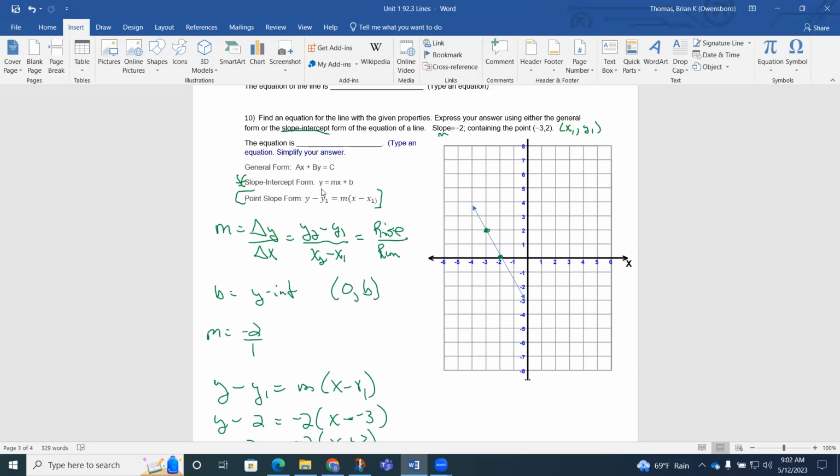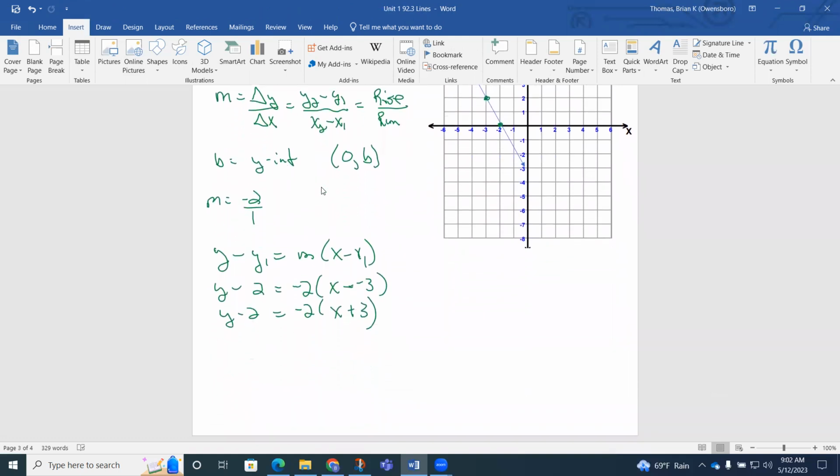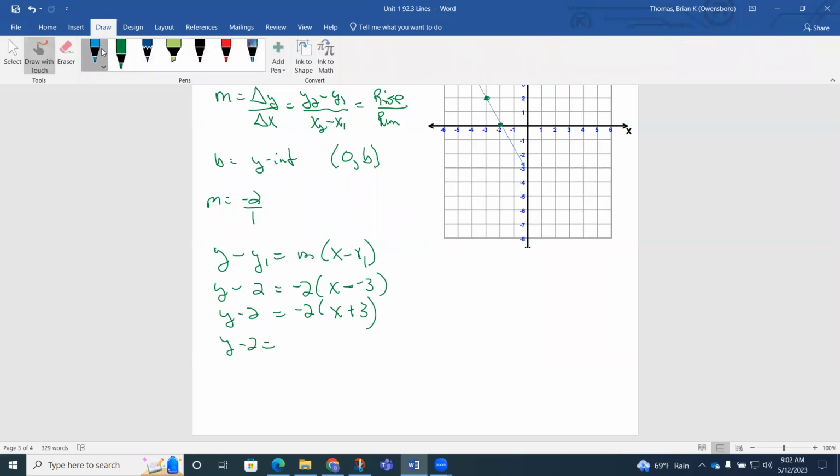So what I have to do is solve this equation for y. To get y by itself, I need to first clean up the other side because I have to simplify that. So y minus 2 is going to equal, and we're going to distribute the -2 through the parentheses. That -2's got to multiply to both of those terms. That's going to give you -2 times x, which would be -2x, and -2 times +3 would be -6.